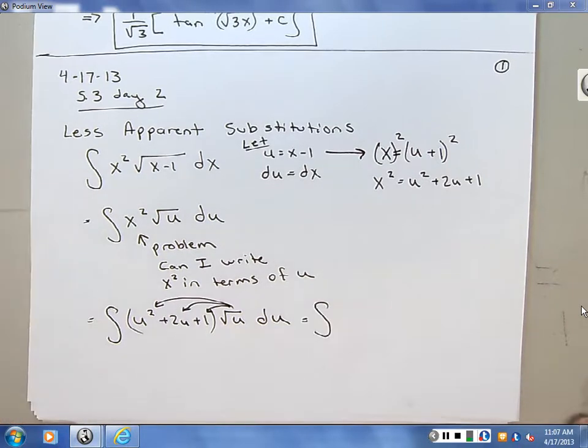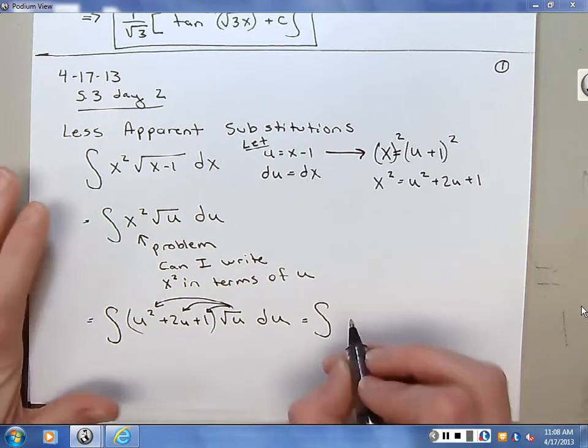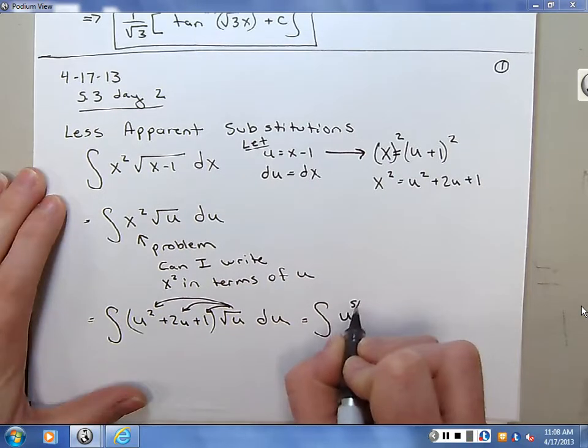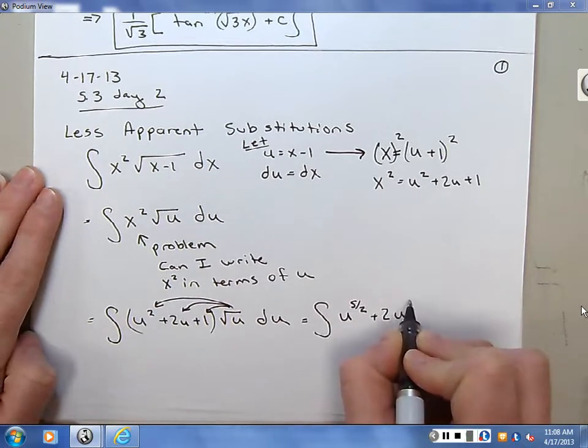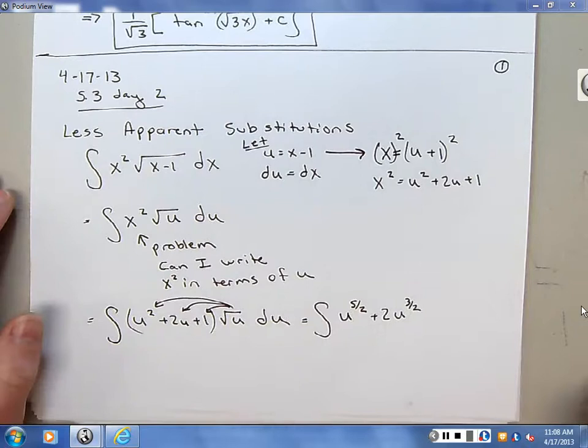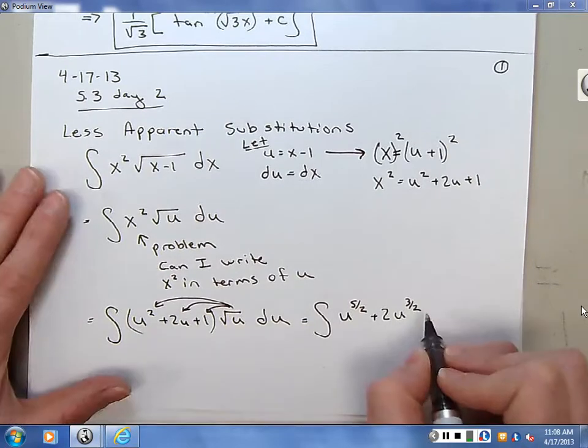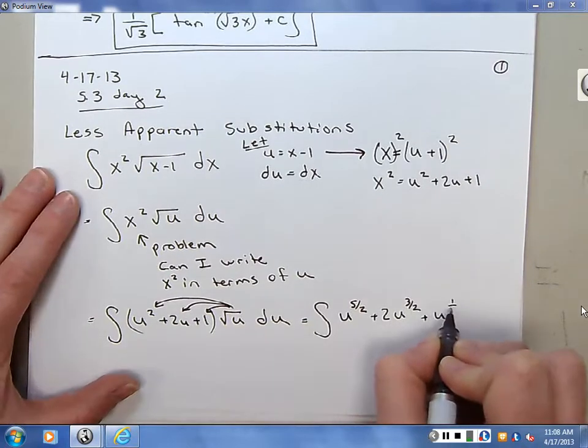What is u squared times the square root of u? U to the 5 halves, right? When you have like bases, you add exponents. So 2 plus a half would be 5 over 2. What's u times the square root of u? 1 plus a half, 3 over 2, plus u to the 1/2 du.